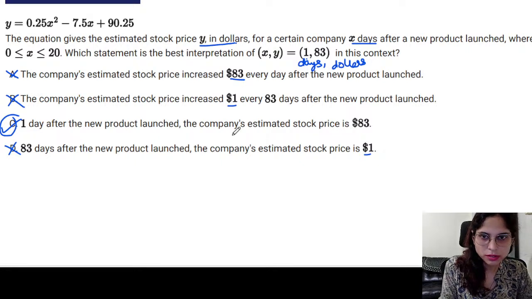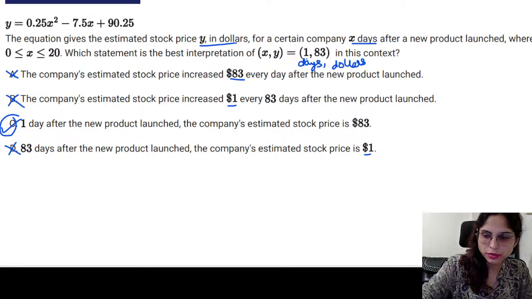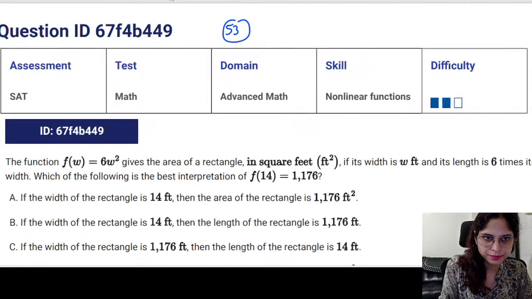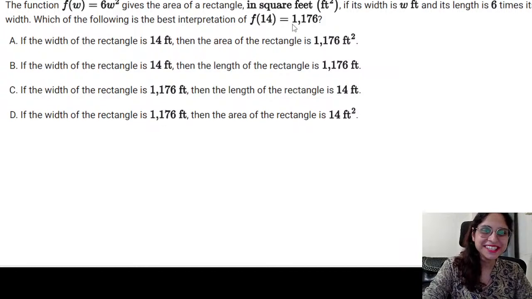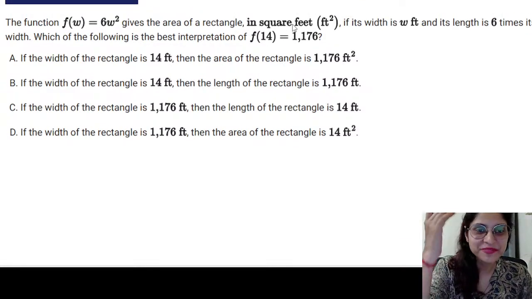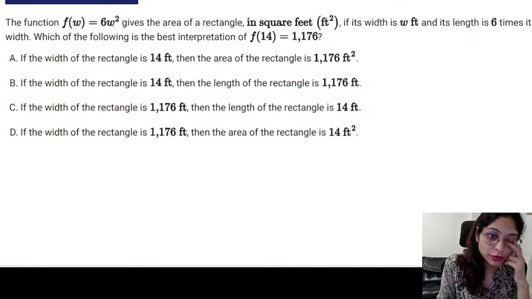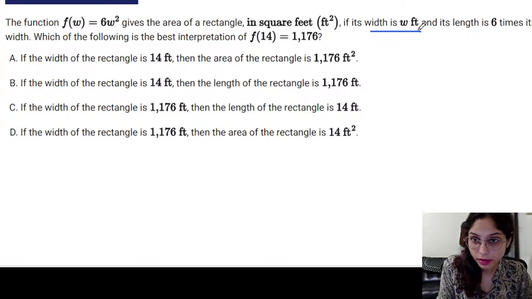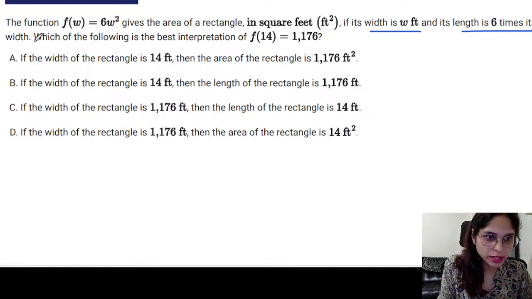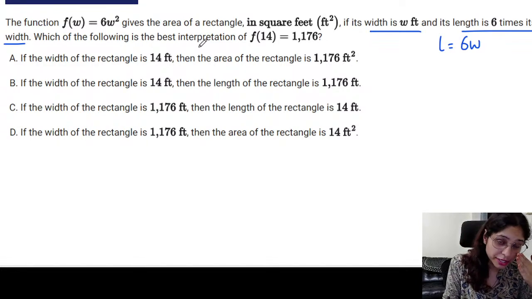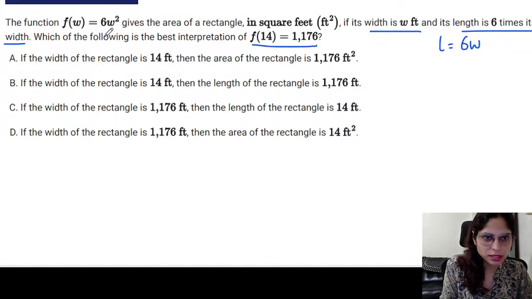Next is question number 53. So that's on page number 54. Again, area of rectangle. This is like the 4th question in this here. So f of w equals 6w squared gives the area of rectangle. Width is w feet. Length is 6 times its width. So length is 6w. Which of the following is the best interpretation of f of 14 is equal to 1176?